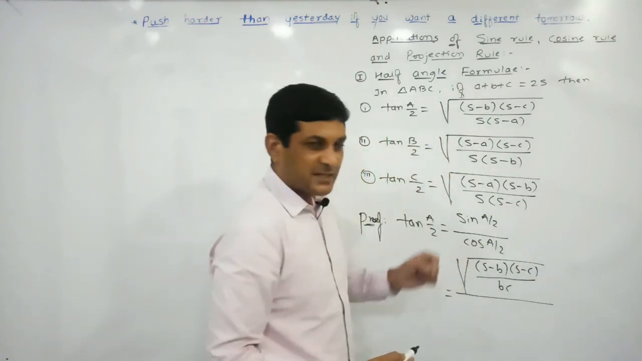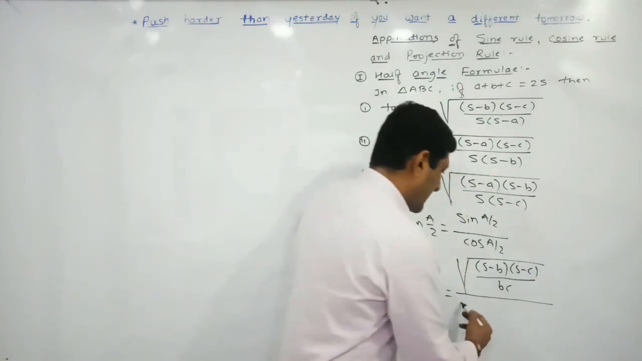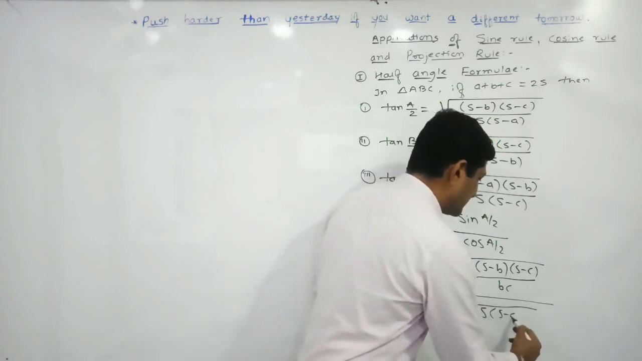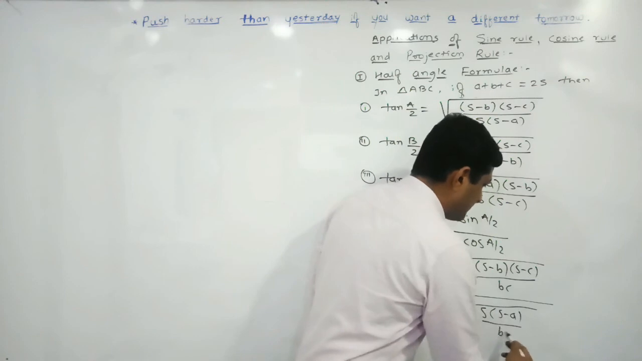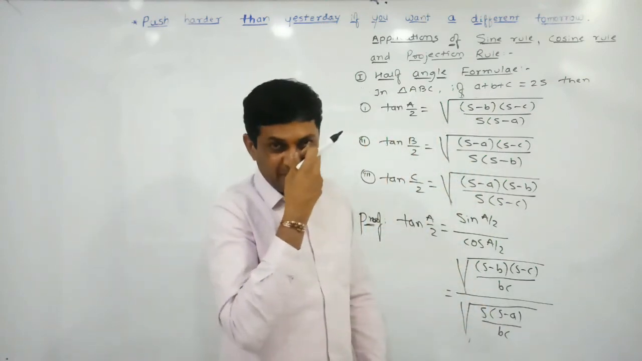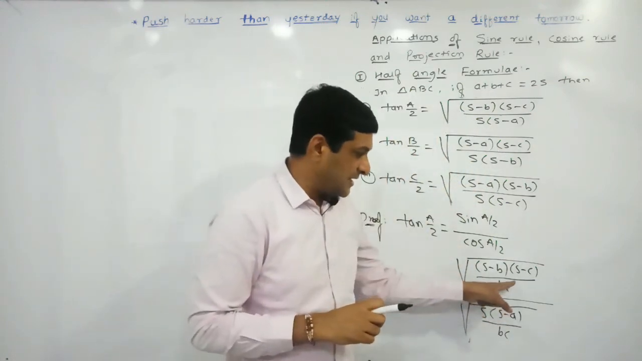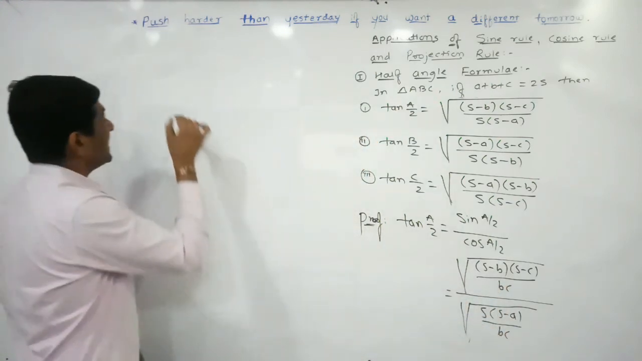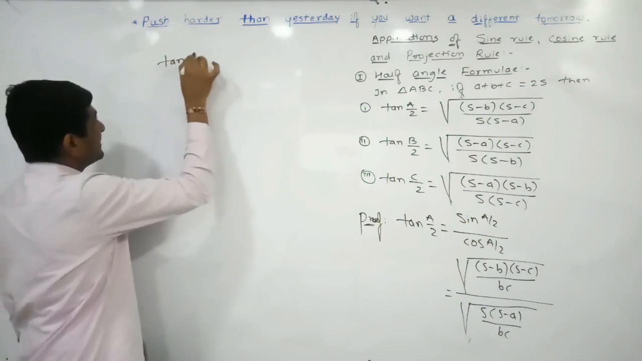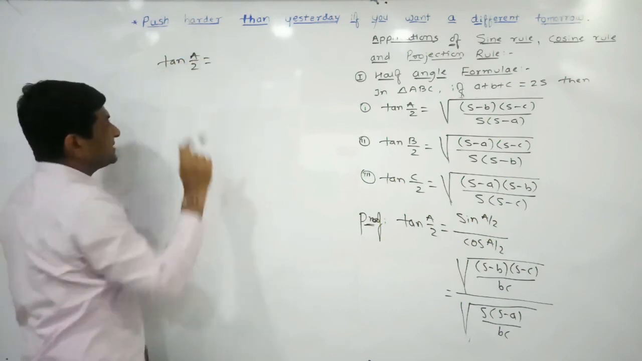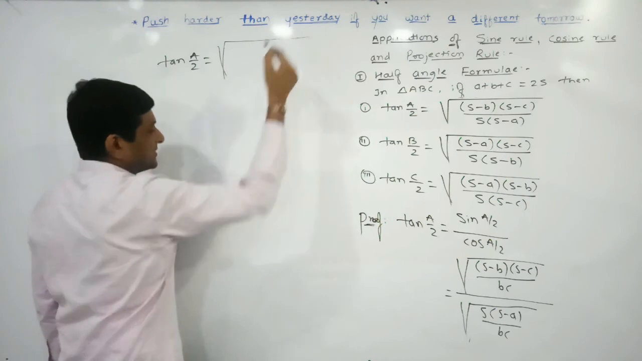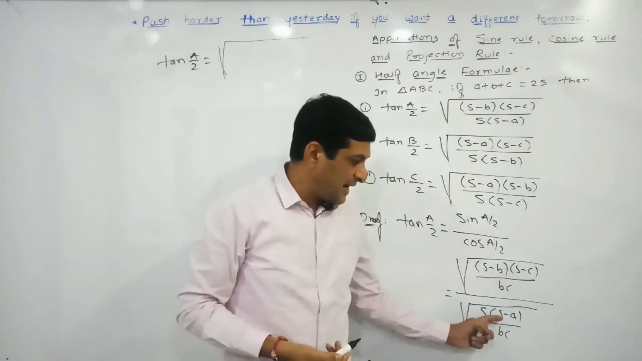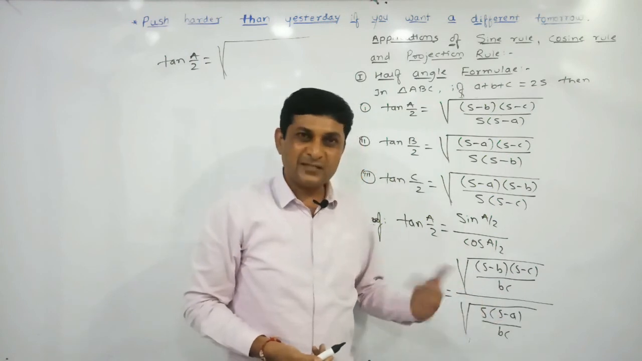And in the denominator substitute the value of cos a by 2. And what result we have got in case of cos a by 2? Under root s into s minus a divided by bc. Now if we are simplifying it, check which terms will get cancelled. Here bc and bc will get cancelled. After cancelling bc and bc from numerator and denominator, what are the remaining terms? Here the remaining term is s minus b into s minus c, and here the remaining term is s into s minus a.